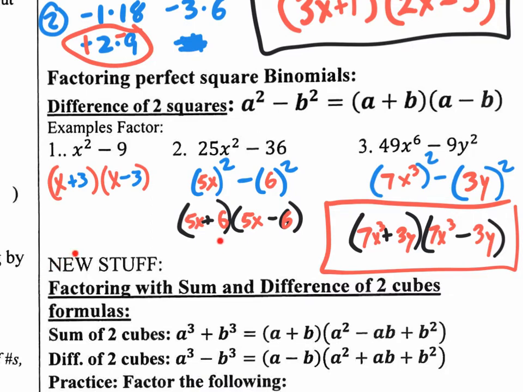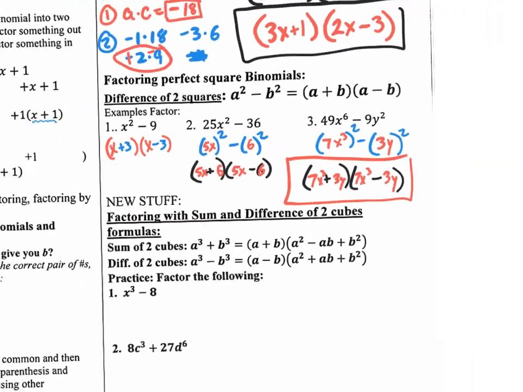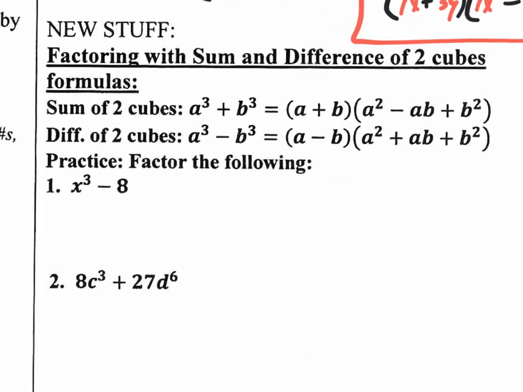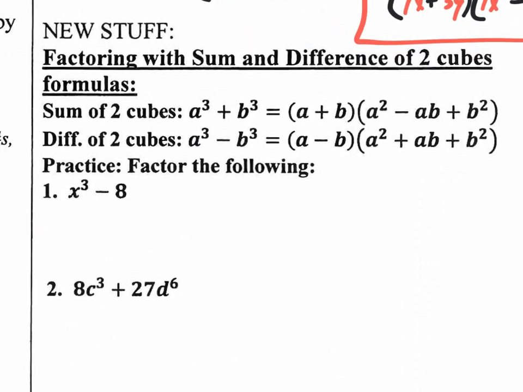Now it's time for the new stuff. Everybody please copy this new stuff down. I want you to copy this right here. The factoring with sum and difference of 2 cubes formula. The bad news is we're going to have to memorize these 2 formulas. The good news is that I have a couple of tips on how to make it easy to memorize them. All right? So copy it down. Copy down those practice problems. I'm going to pause it, and then we'll go over it together right now in class.